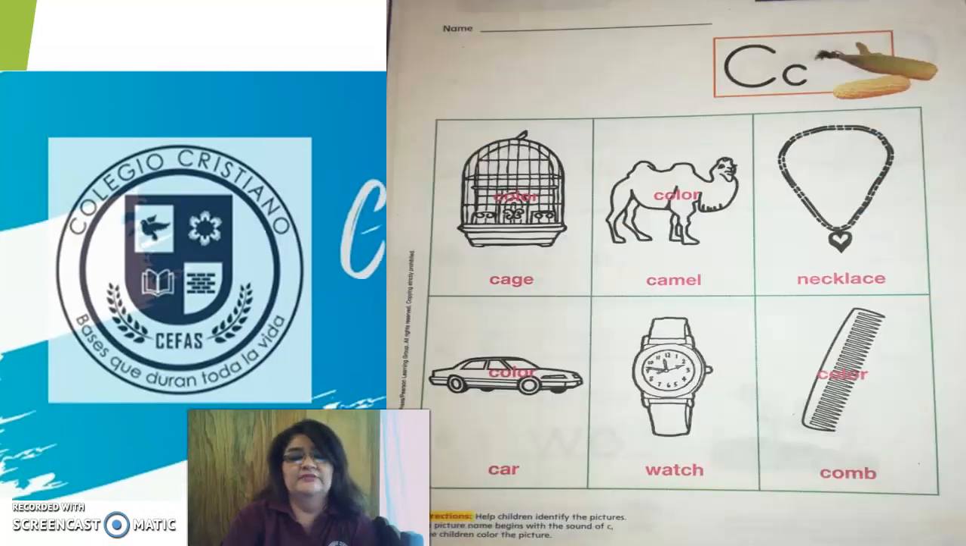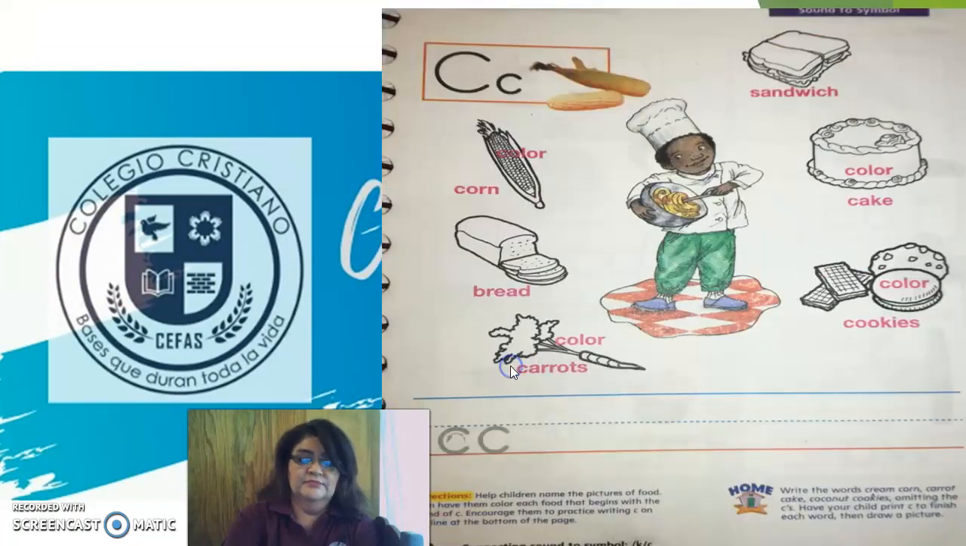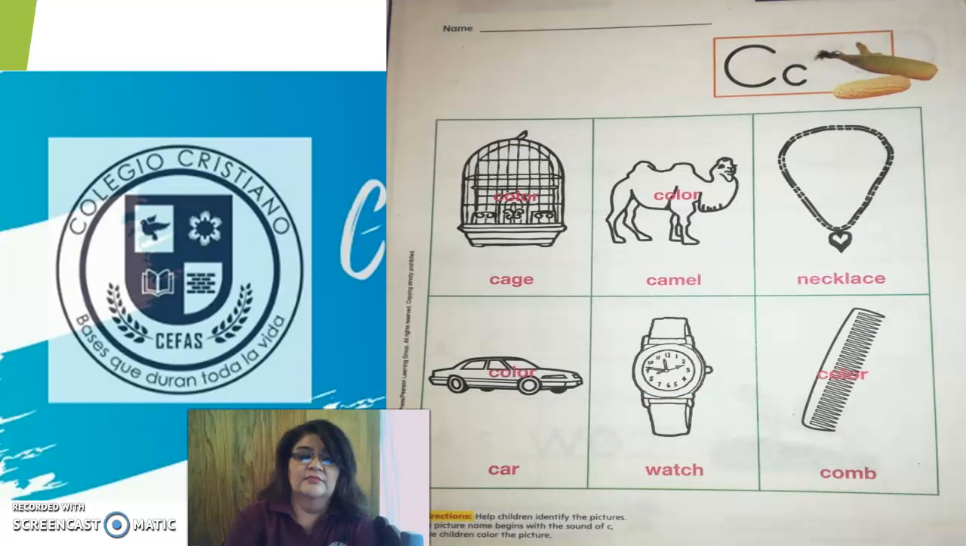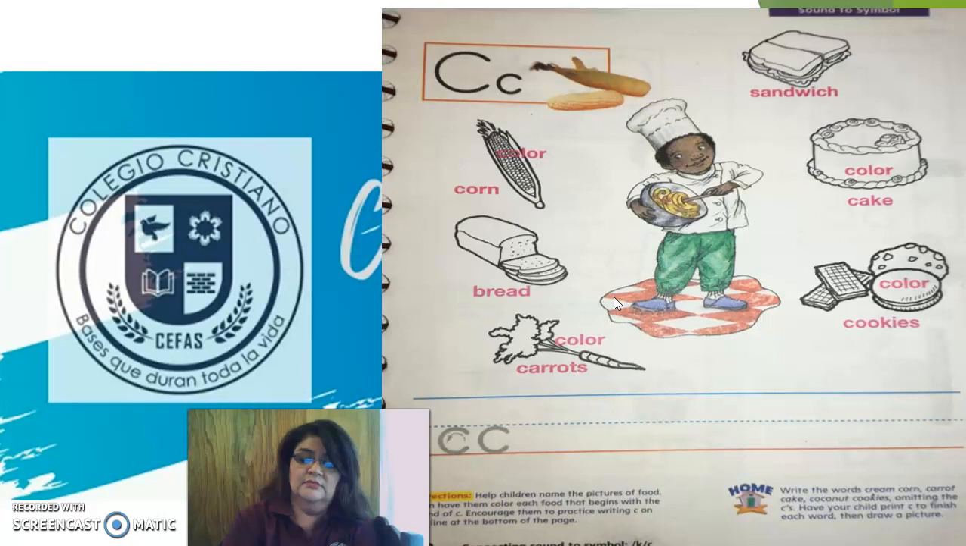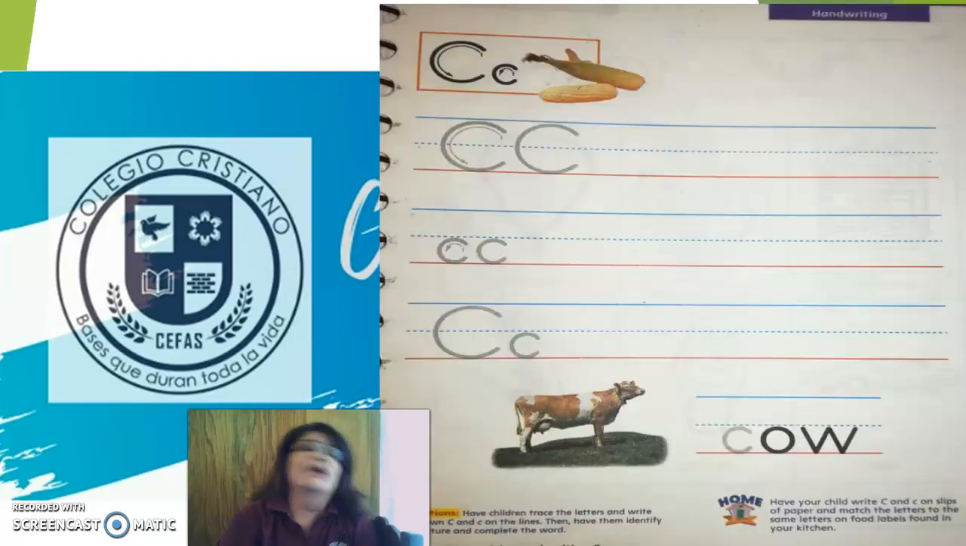This is the page. Let's see. Esta página es opcional que usted la puede hacer. Si usted puede terminarla, si no, pues no la haga. Es solamente una plana de la letter C. At the top of the page, we have corn. At the end, we have a cow. Corn, cow.